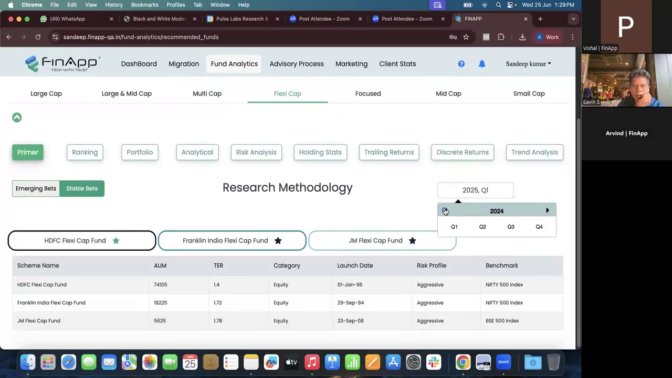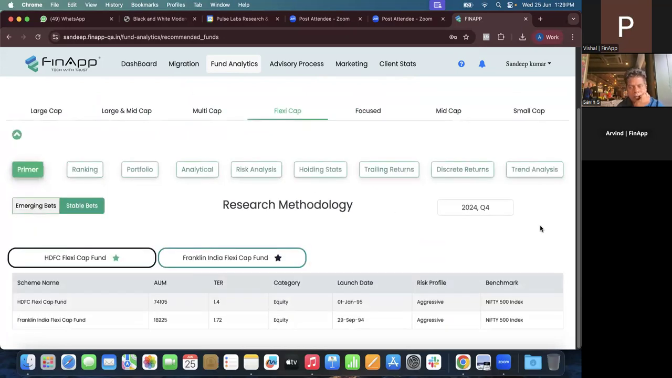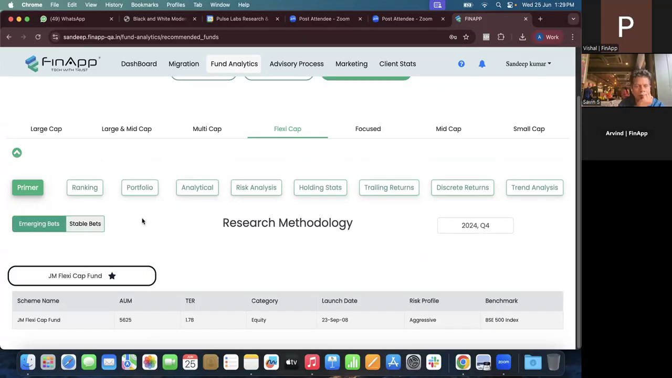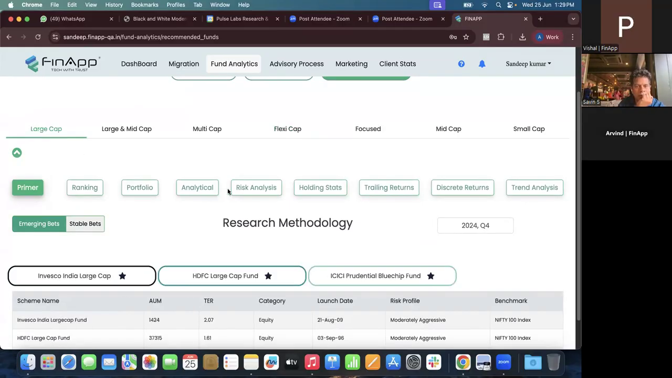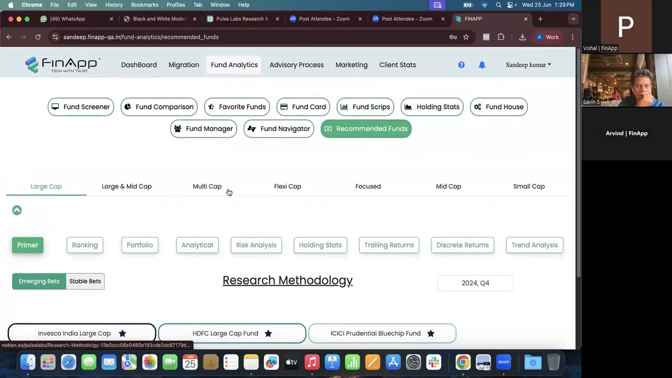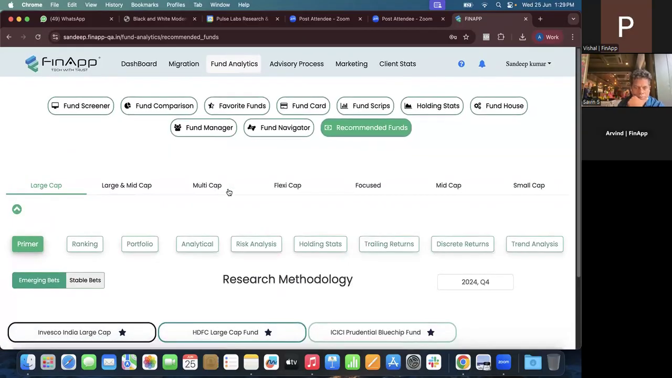Get it? Okay, sure. And if you want, you can check out what has been our story at the back. How for the past 1 year, 2 years, 3 years, what have been our stable bets and what have been our emerging bets, how they have changed over a period of time. So it is all available to you, right? This is another thing which we have.